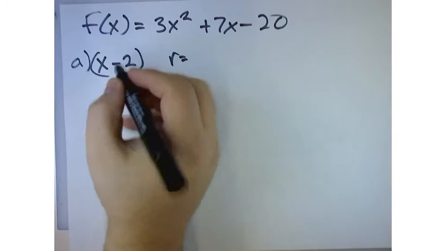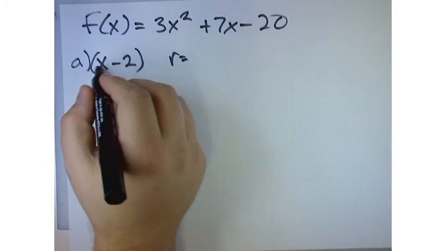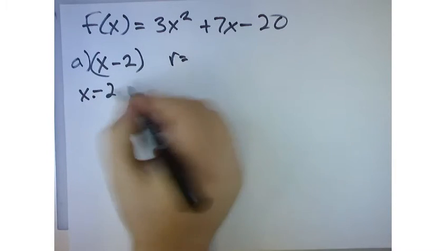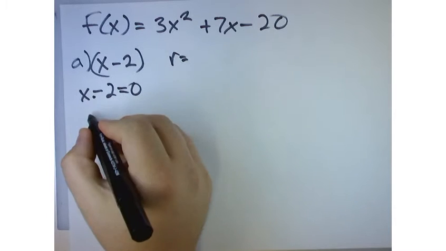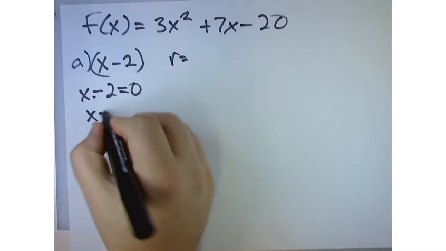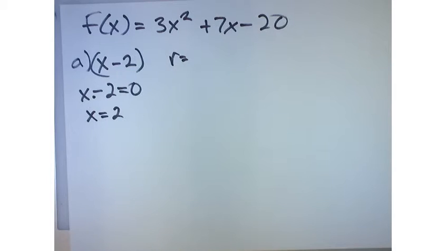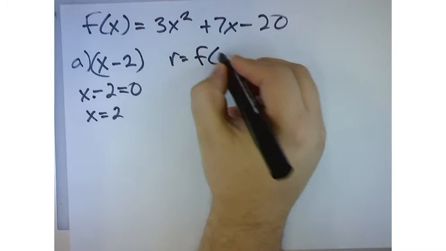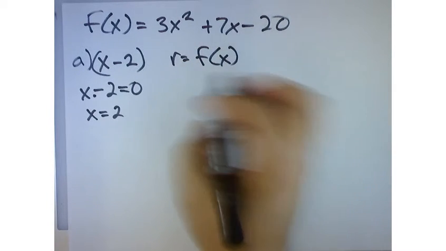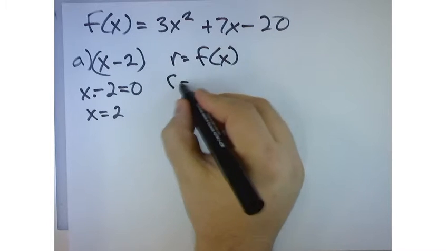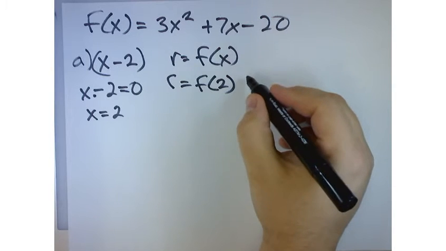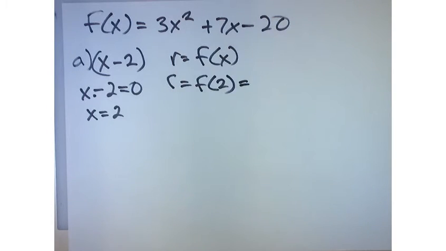So the first thing we do is we say if this is divisible by x minus 2, then that's a 0. So then x minus 2 should equal 0. So then x should equal 2, right? So to find the remainder, what we need to do is we say that if it's divisible, then the remainder is equal to f of 2. Well, the remainder f of 2 would be evaluating this function at 2.